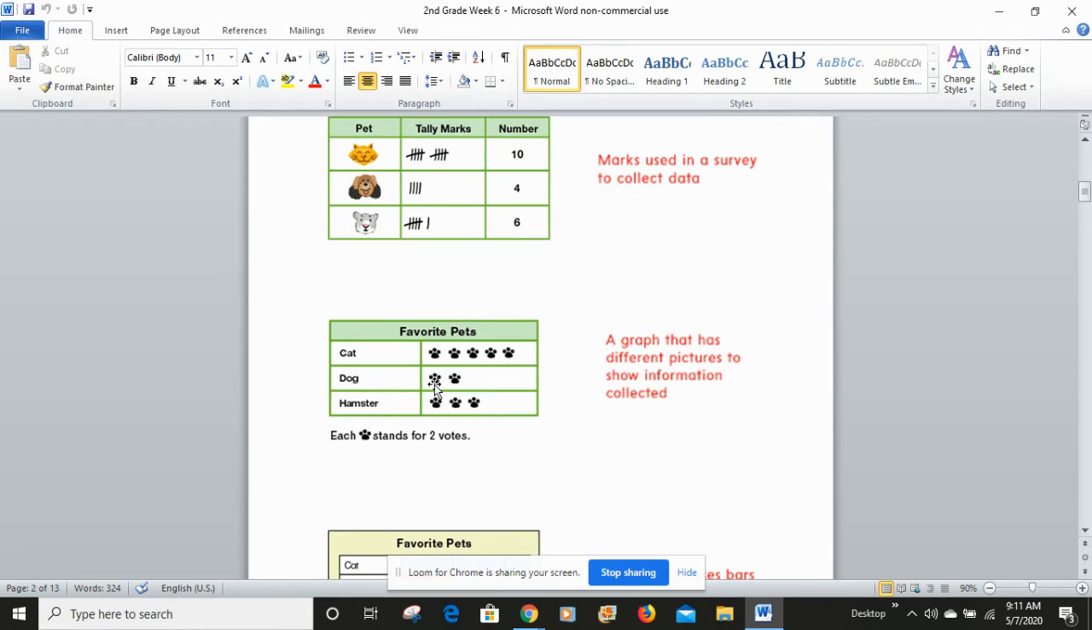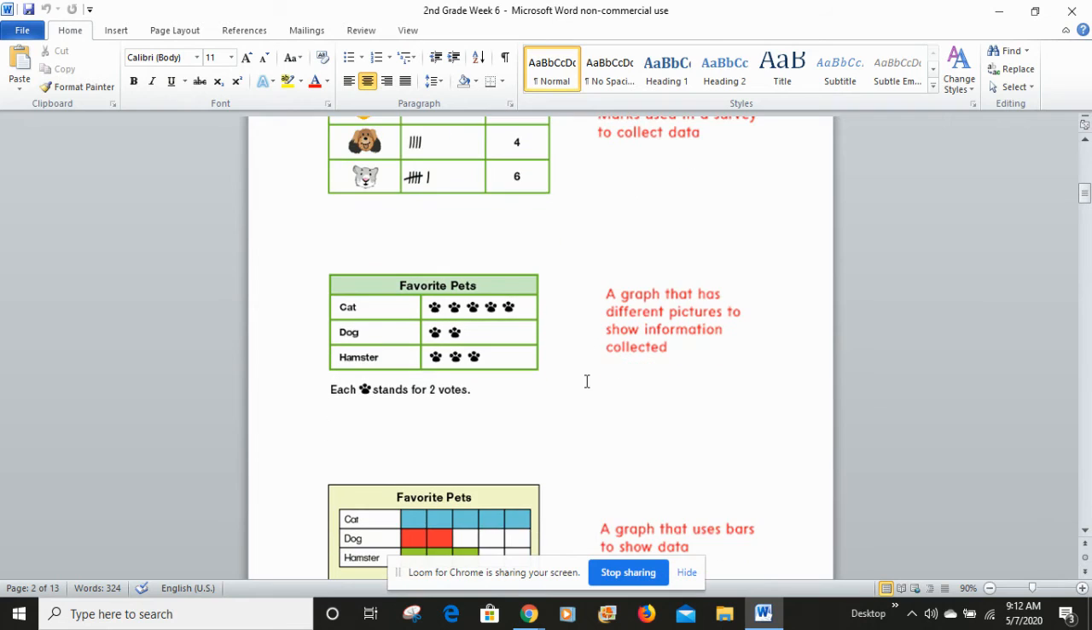Come down to the dog, count by 2s, 2, 4. Same as my total up here. And the hamster, 2, 4, 6. Same as my total there. So really watch out and see if there's a key when you're looking at some of these different graphs.